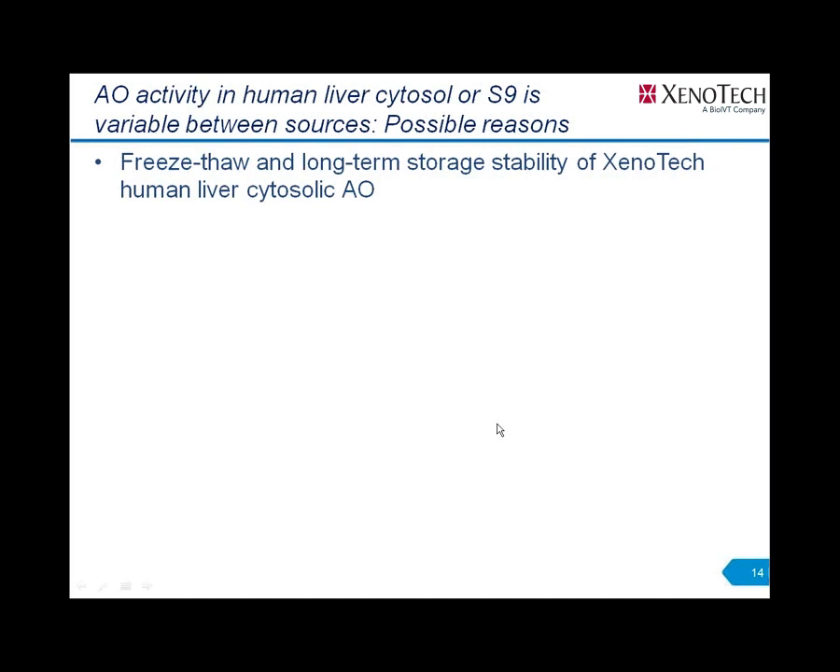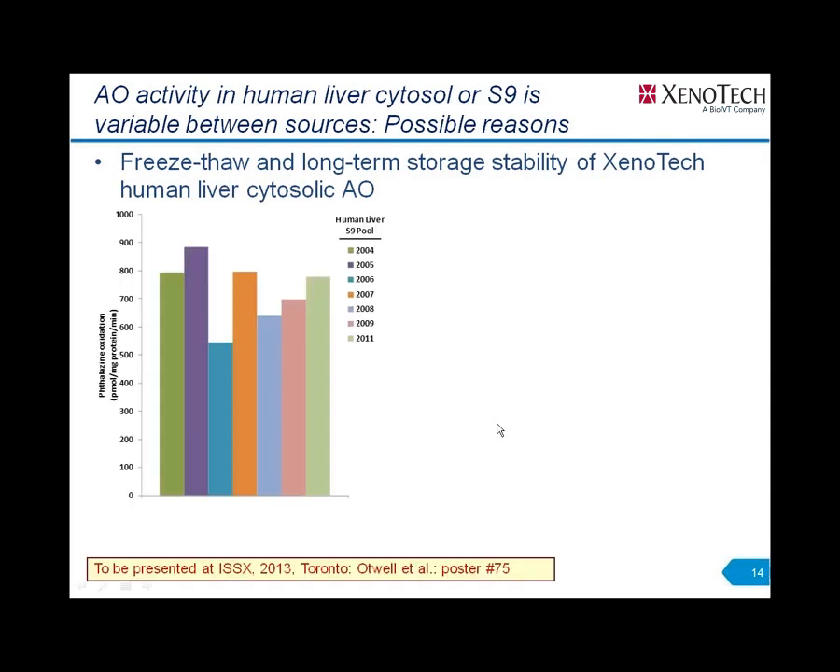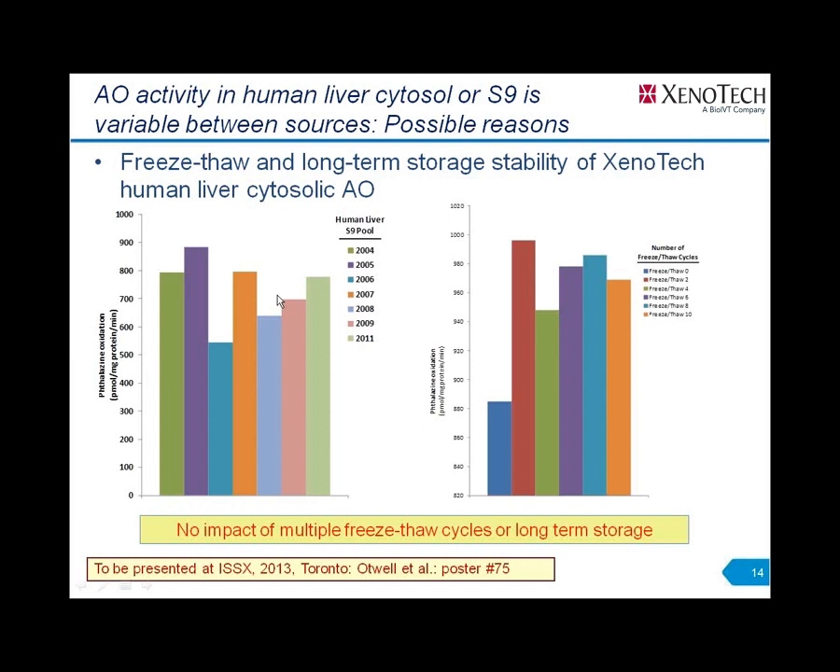And then what about the freeze-thaw long-term storage stability, so other handling issues that people have mentioned? We've looked at this, and we will be presenting this next week in Toronto at the ISSX meeting. We looked at our human liver S9 pool from 2004 through 2011, and whenever you pull these out over time, there's essentially no trend. You get essentially the same activity over time. So freeze-thaw or long-term stability is not a problem. Even freeze-thaw cycles do not appear to be a problem. You can see that for our first freeze-thaw, that actually had the lowest, and then all the way up through cycle 10, we don't see a decrease.